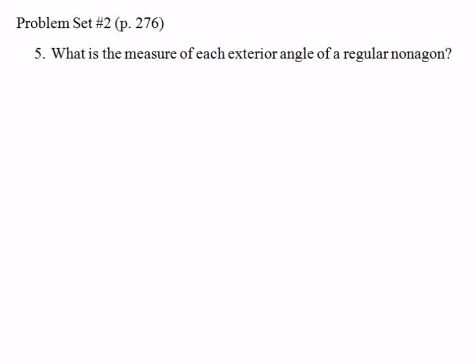All right, let's take a look at the next example. So number 5, it says, find the measure of each exterior angle of a regular nonagon. Okay, so again, key words here. Each exterior angle, so that should give us a hint as to which formula we're using. Regular meaning that it's equiangular and equilateral. And nonagon tells us that n in this case is equal to 9.